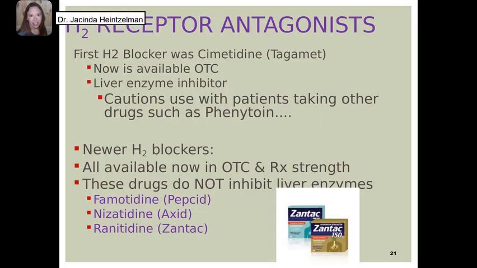Well, the first histamine 2 blocker that we had was Tagamet. Of course, this is available over the counter. We can go to the pharmacy, we can buy it. What exactly does this medication do? Well, it's actually a liver enzyme inhibitor. So when we have patients that are taking this, we should really make sure that they don't have some sort of complication with their liver, such as cirrhosis, liver cancer, any sort of liver disease.